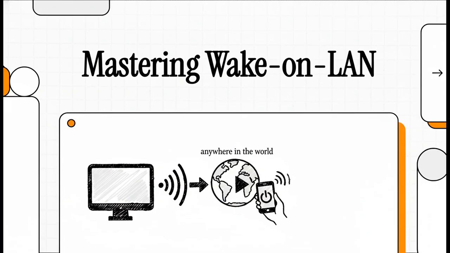Today, we're going to unlock a hidden superpower for your Windows PC. Seriously, it's the ability to turn it on from pretty much anywhere in the world. This is one of those pro-level tips that'll completely change how you access your most important machine. So, let's get right into it.